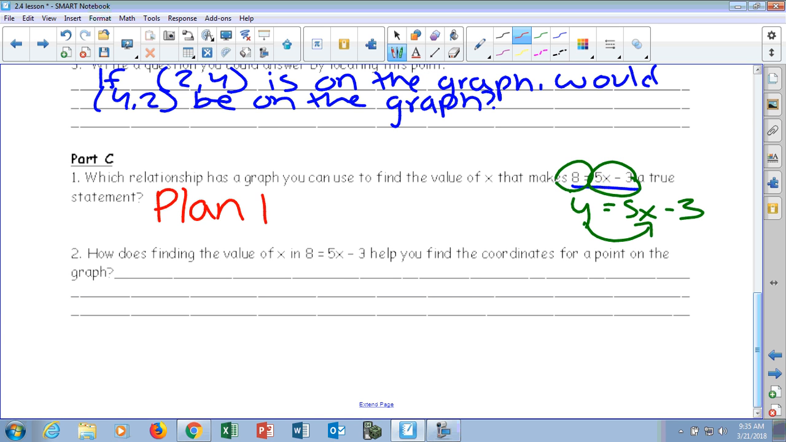For question 2, it says, how does finding the value of x in 8 equals 5x minus 3 help you find the coordinates for a point on the graph? How does that help you?